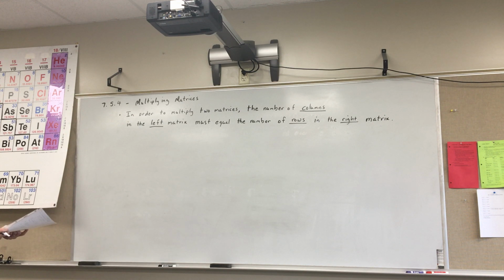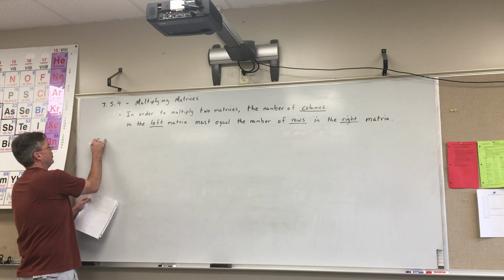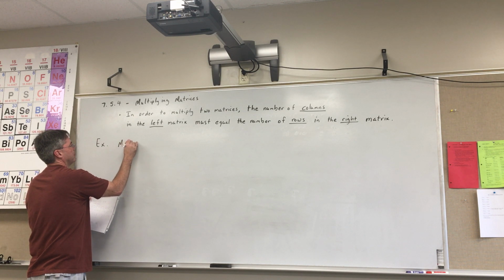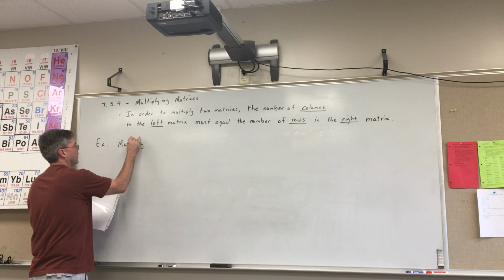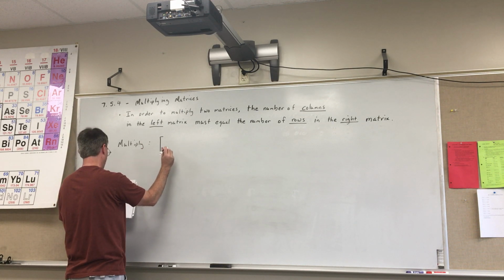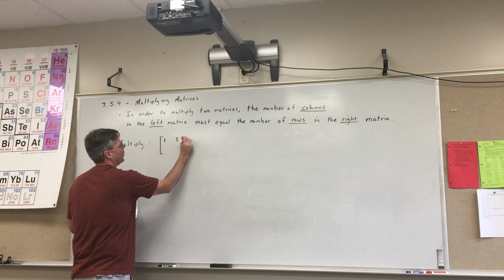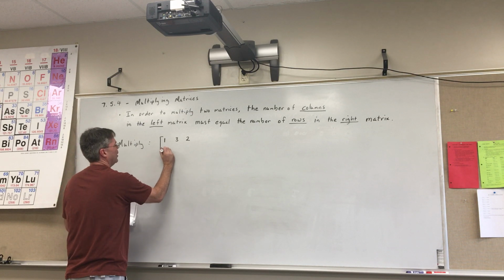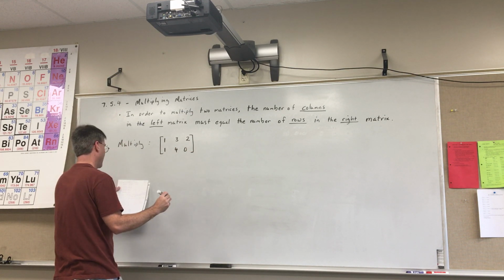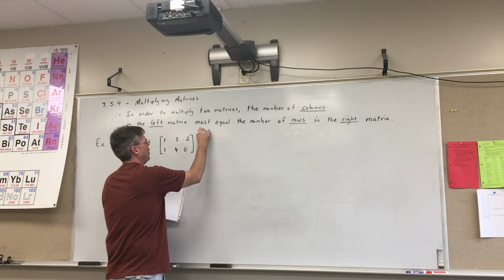Okay, the number of columns in the left matrix must equal the number of rows in the right matrix. So our example is we want to multiply [1, 3, 2; 1, 4, 0] by this large matrix.